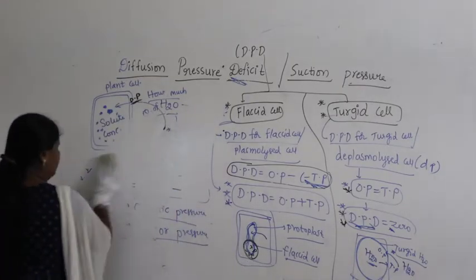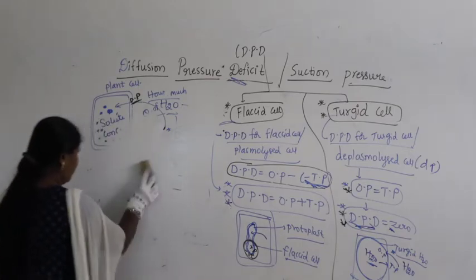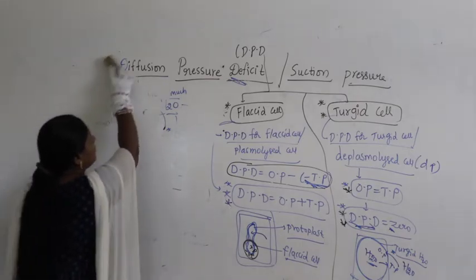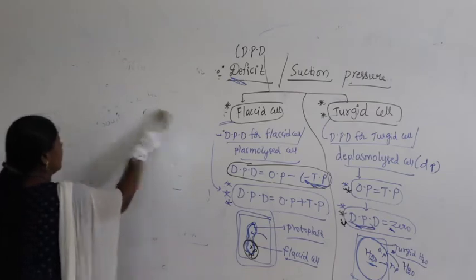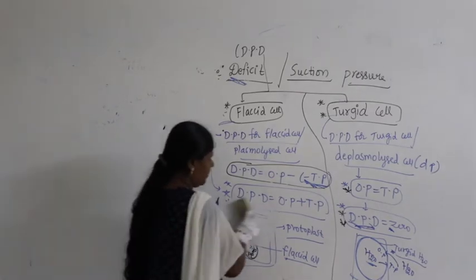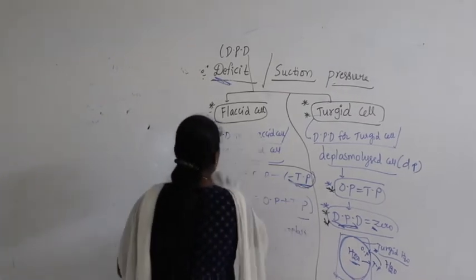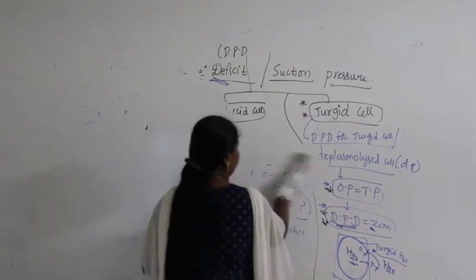Right. So here, when we discuss diffusion pressure deficit, now let us see, I will give you one numerical problem. Accordingly, we will find out for a flaccid and turgid cell also.